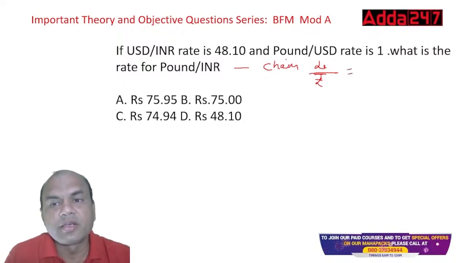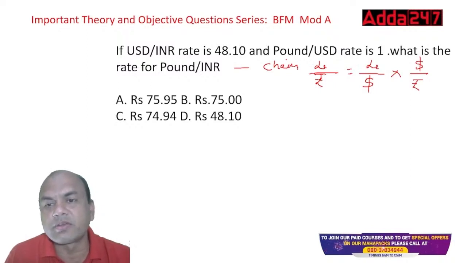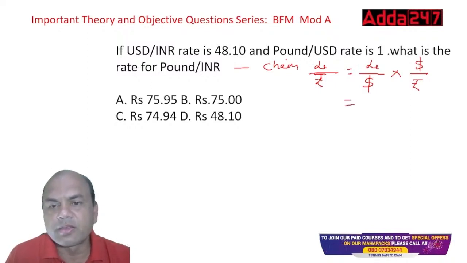Pound to dollar, we bring in a common currency over here. See here, we want pound to rupee. So pound to dollar into dollar to rupee. Right? In the comment section, everyone type the answer now. See this pound to dollar. Do we have pound to dollar? See this pound to USD is given as 1. So it is 1 into dollar to rupees. What is the dollar to rupees rate given? 48.10.